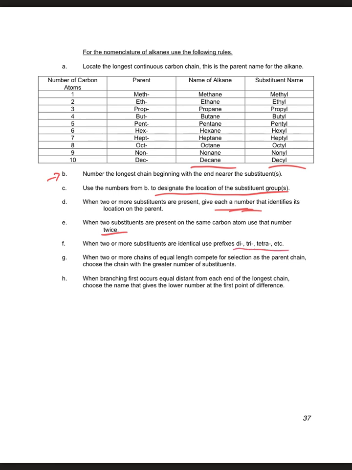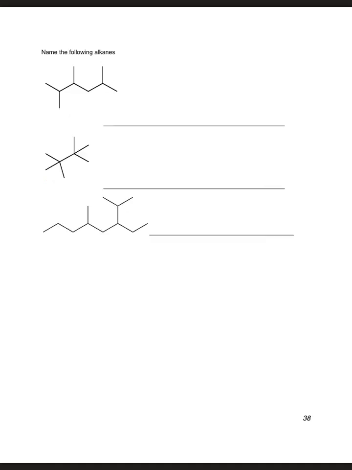If we have multiple ones, we have to give a prefix of di, tri, tetra. When two or more chains of equal length compete for selection as the parent chain, choose the one with the greater number of substituents. When branching first occurs equidistant from each end of the longest chain, choose the name that gives the lower number to the first point of difference. Okay, so we'll try this on some of the compounds on the next page.